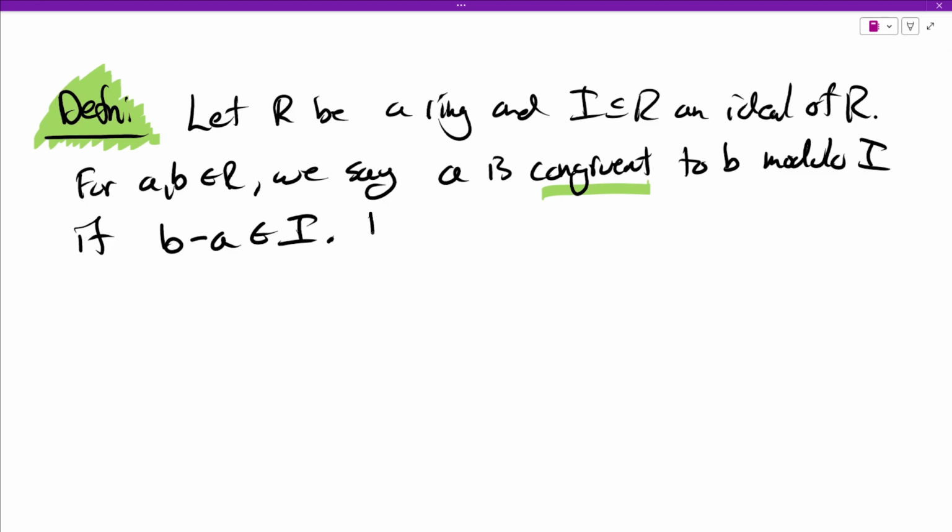In this case, we write A plus I is B plus I. And I will explain this notation in one of the later videos. Sorry, this is a B, not a 6. I'll explain this notation in one of the later videos when we introduce cosets. For now, let me give you an example.